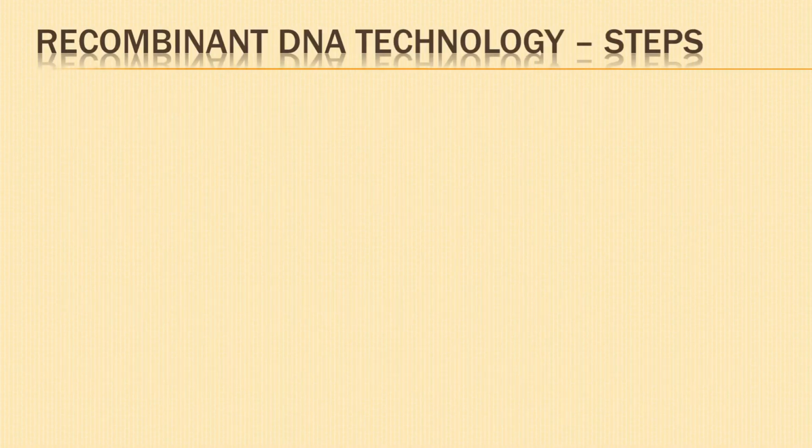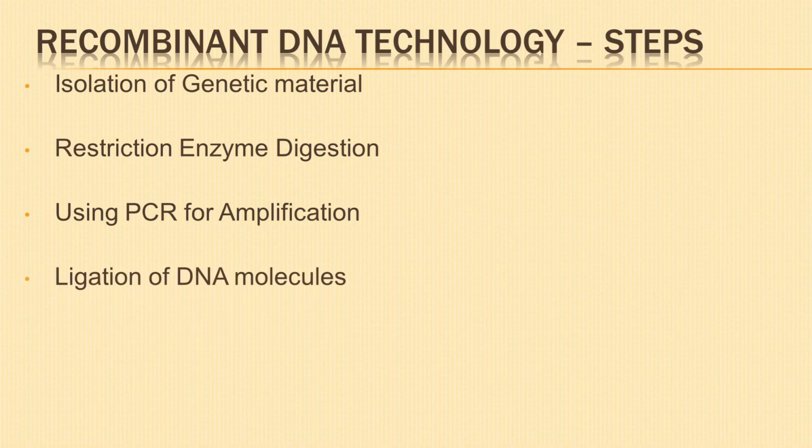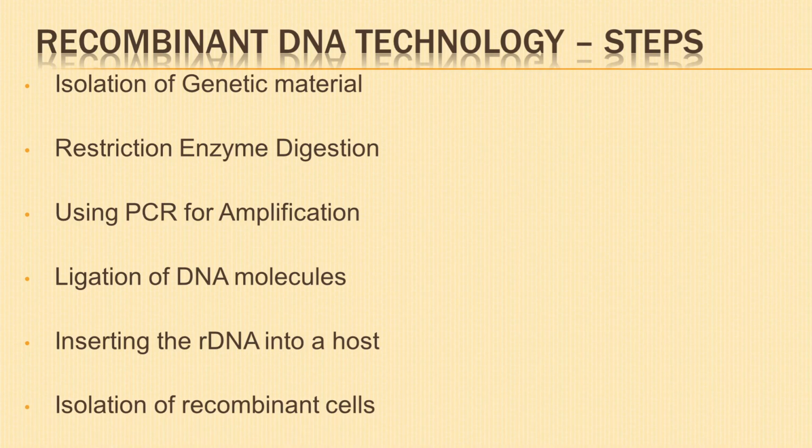Let us first look into the steps involved in recombinant DNA technology. First, isolating genetic material. Second, restriction enzyme digestion. Third, using PCR for amplification. Fourth, ligation of DNA molecules. Fifth, inserting the recombinant DNA into a host. And finally, isolation of recombinant cells.